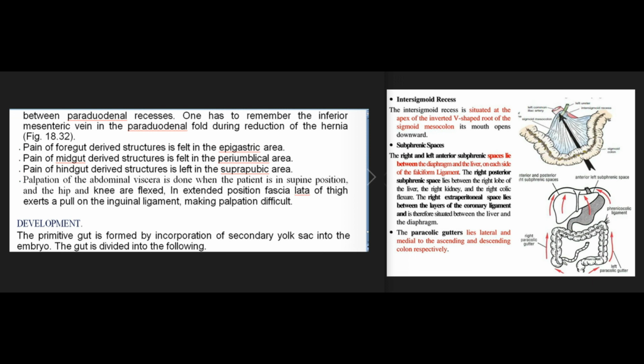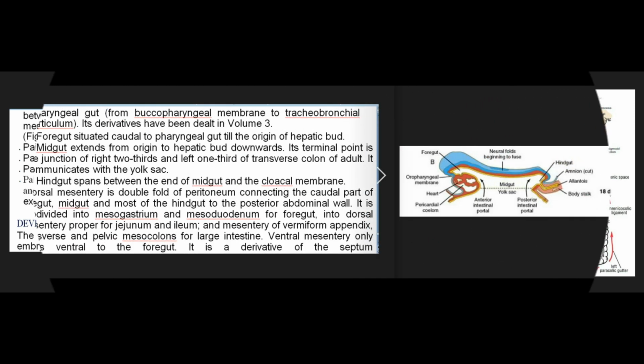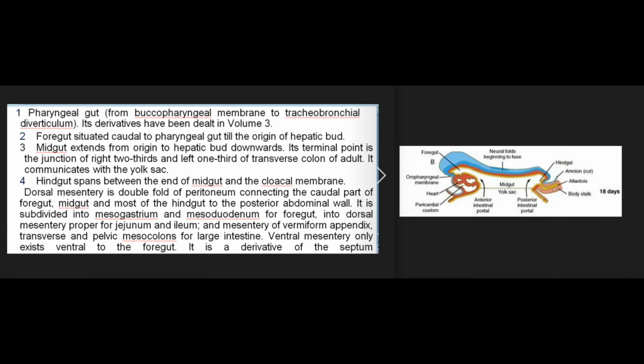Development. The primitive gut is formed by incorporation of the secondary yolk sac into the embryo. The gut is divided into the following. 1. Pharyngeal gut, from the buccopharyngeal membrane to the tracheobronchial diverticulum. Its derivatives have been dealt with in Volume 3. 2. Foregut, situated caudal to the pharyngeal gut till the origin of the hepatic bud.